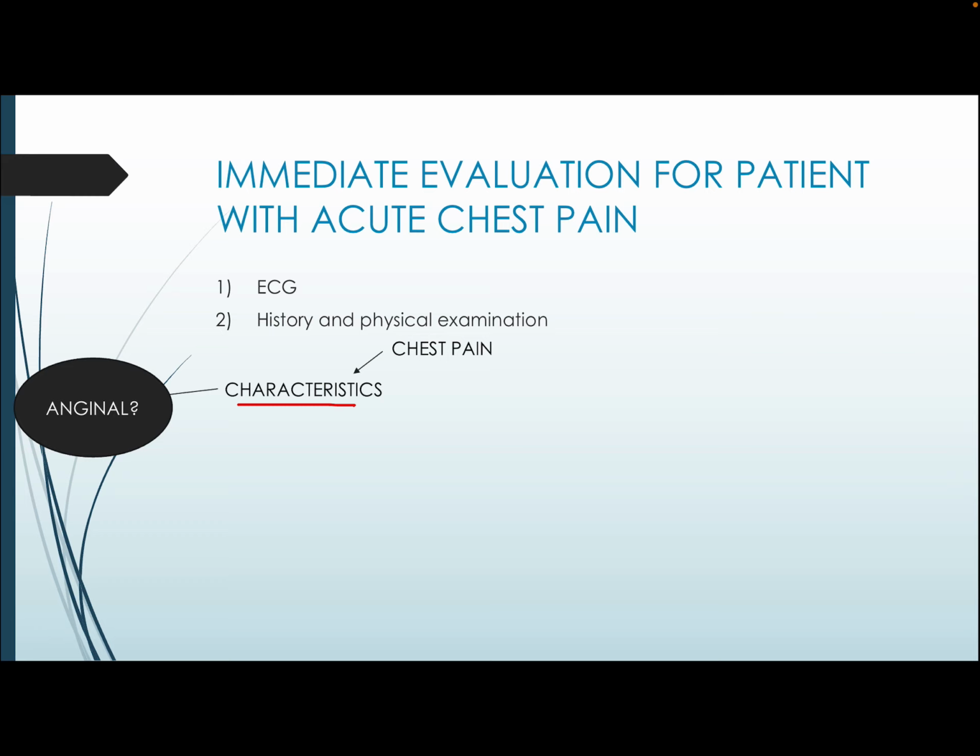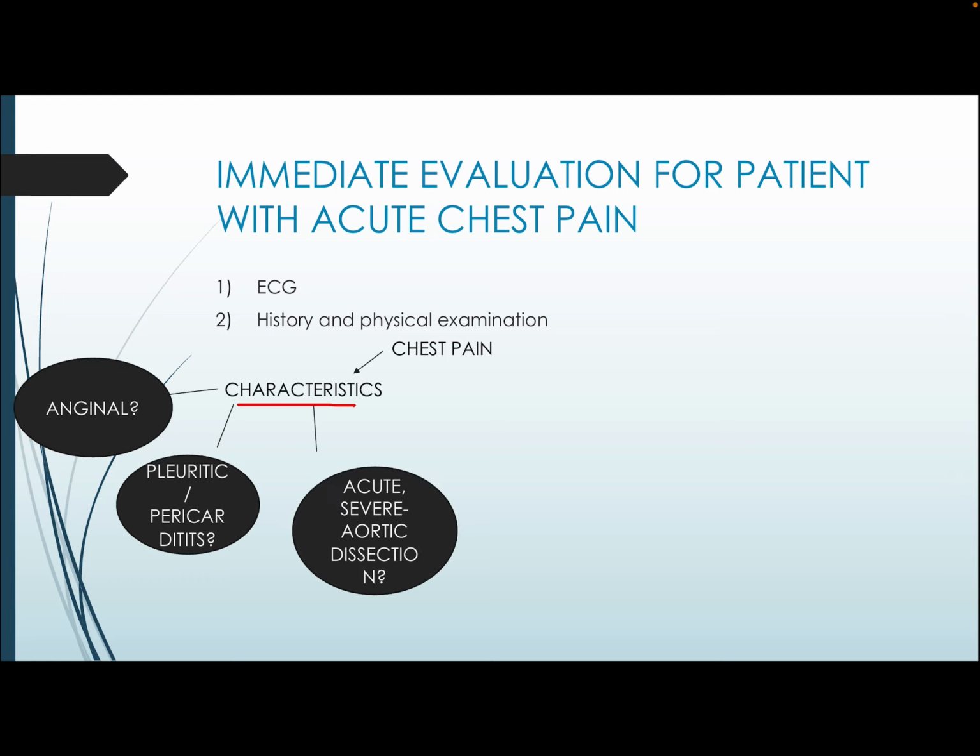Anginal pain is usually a crushing type of chest pain that's located in the mid-chest, usually associated with sweating, nausea and lightheadedness. It could be pleuritic or a pericardial pain, the pain of pericarditis, which is like a sharp pain that is exacerbated with inspiration, and pain from pericarditis reduces on leaning forward as well. The pain could be an acute, severe pain of an aortic dissection, which is sudden onset, severe stabbing pain in the chest radiating to the back or the interscapular region.